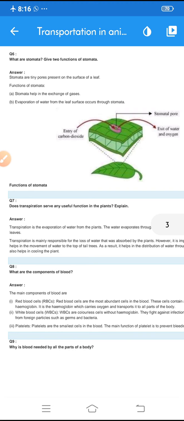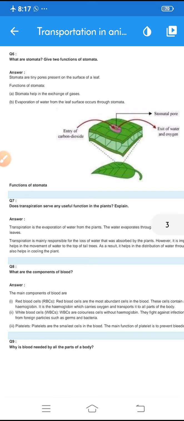Question number 6 is like this. What are stomata? Give two functions of stomata. This is a very easy one. See, stomata are the tiny pores which are present on the surface of the leaf. They are called stomata. So what are the functions of stomata?